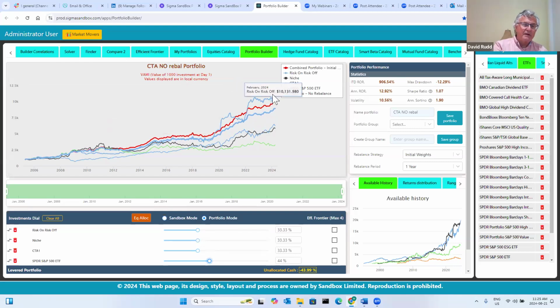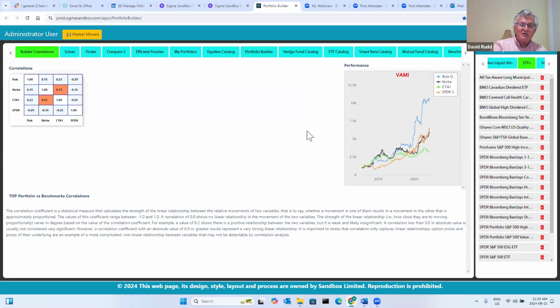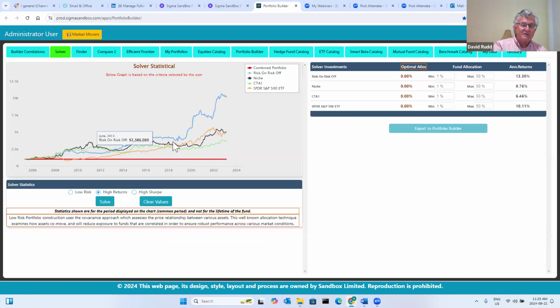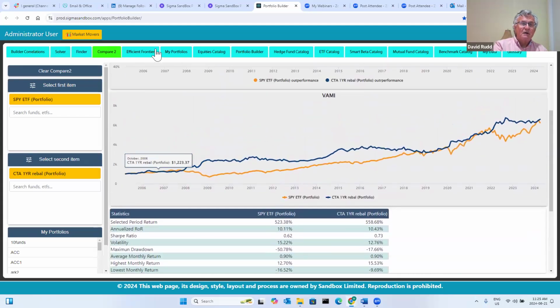I just wanted to point out, if I can, we'll run viewers through this Sandbox. We have this builder correlation matrix that can examine a 50 by 50 matrix solver, which does analysis on various portfolios and will suggest weightings. Finder, I chatted about already. The compare tool is just a simple comparison. We run a very interesting efficient frontier, which looks at every possible combination.